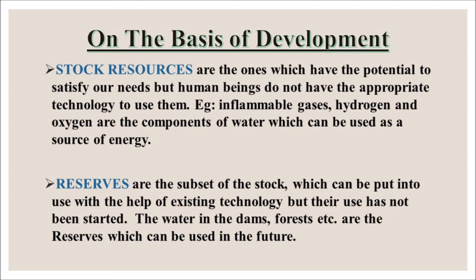Coming to the next slide, third one, stock resources. Stock resources are the ones which have the potential to satisfy our needs, but human beings do not have the appropriate technology to use them. Example, inflammable gases. I said already, right. Hydrogen and oxygen are the components of water which can be used as a source of energy. And the last but not the least, reserves. Reserves are the subset of the stock which can be put into use with the help of existing technology, but their use has not been started. The water in the dams, forests, etc. are examples of reserves which can be used in the future.